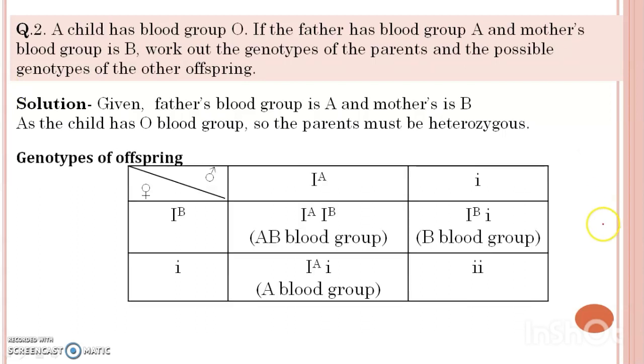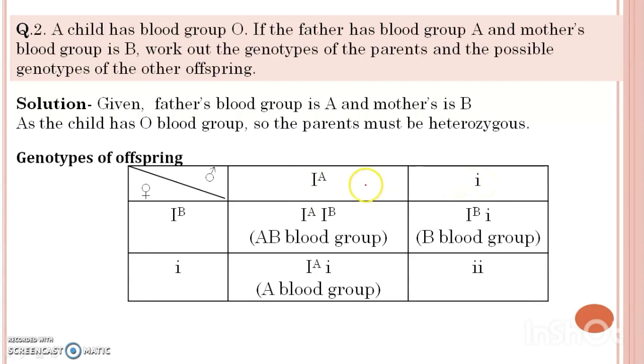So for this we will draw a Punnett square. Okay, and on either side we will draw the symbol. This is the symbol for male and this is the symbol for female. So the blood group of the father, meaning the blood group of the male, is A. So we will take the A as heterozygous. So we will write IA and small i.